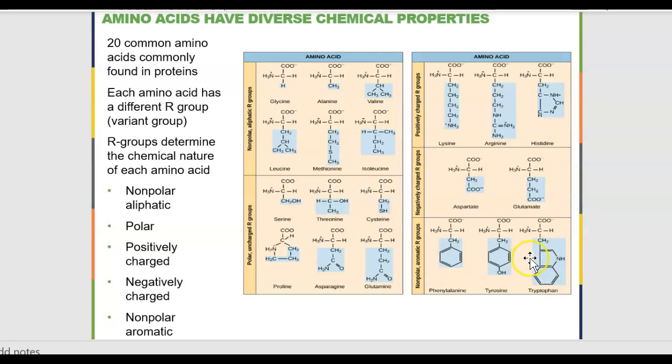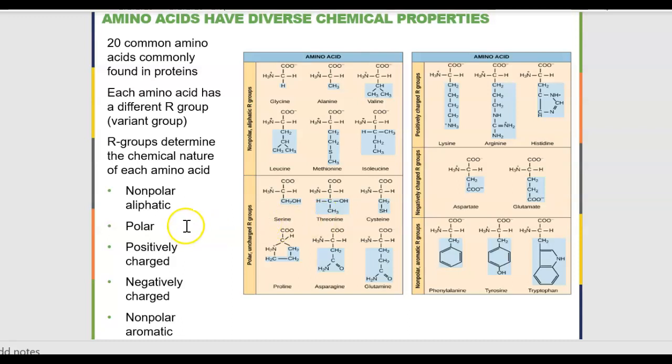So these are all nonpolar aromatic R groups, but every single one of these on both sides of this chart has that same basic component of a carbon in the center with a carboxyl group and an amino group on one part of it, and then usually a hydrogen. Well, almost always hydrogen. Maybe I'll even go one more step: always a hydrogen. Okay, so there we go.